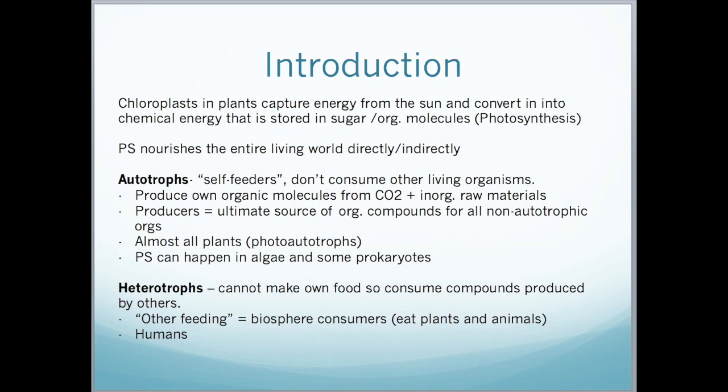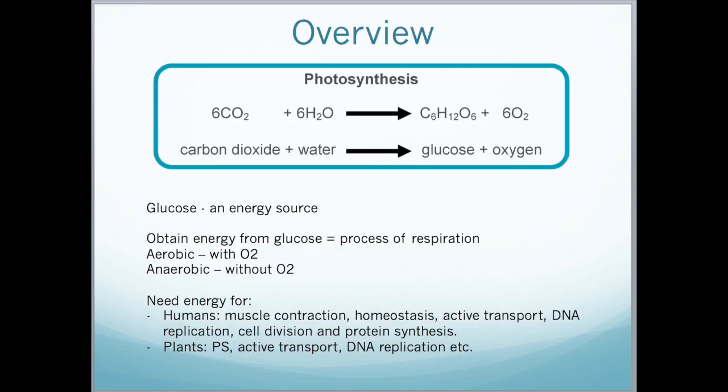We've got heterotrophs. We cannot make our own food, so we have to consume compounds produced by others. And we are known as the consumers, so we eat plants and animals to get our energy. So this is the main equation for photosynthesis. We take 6 molecules of carbon dioxide plus 6 molecules of water to produce 1 molecule of glucose and 6 molecules of oxygen.